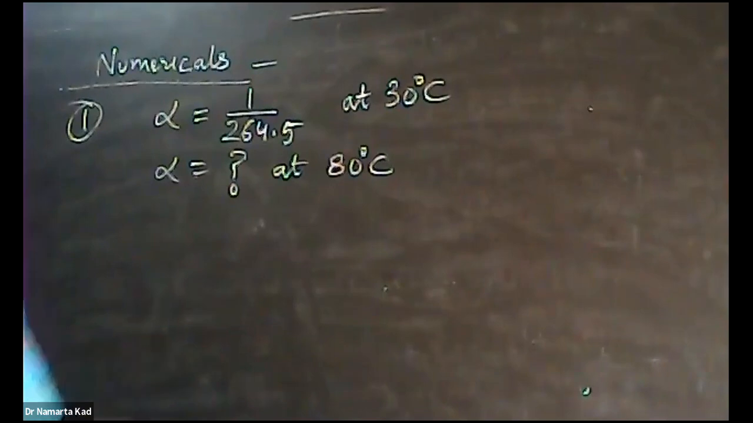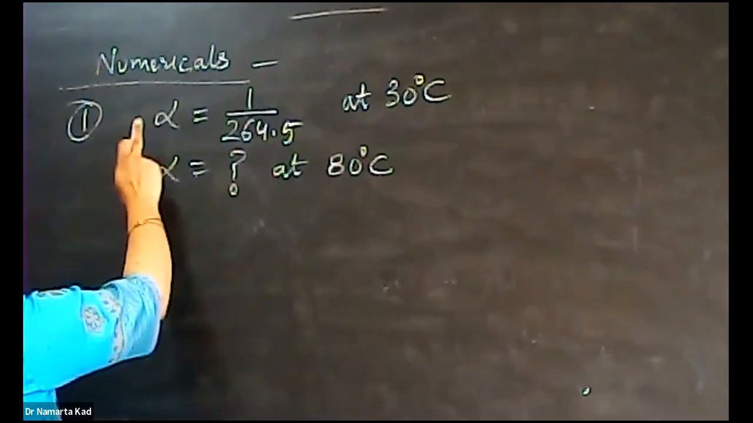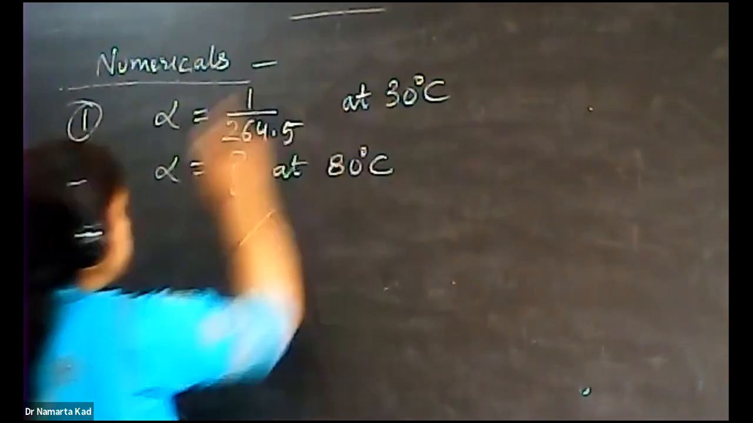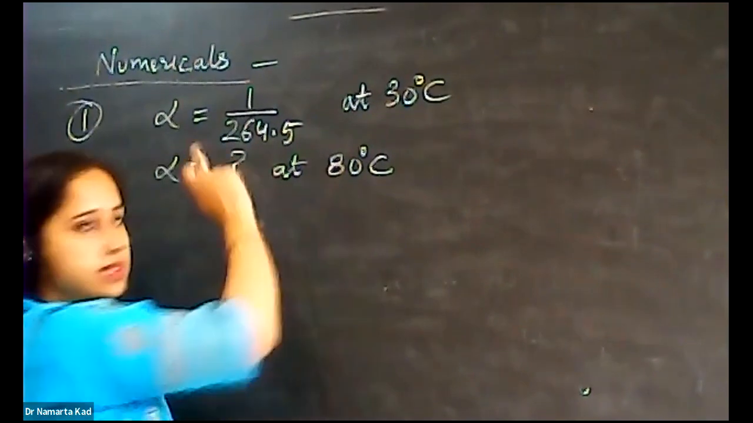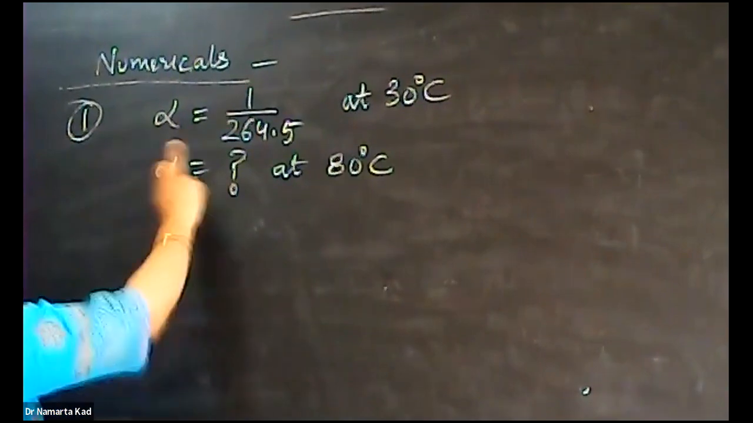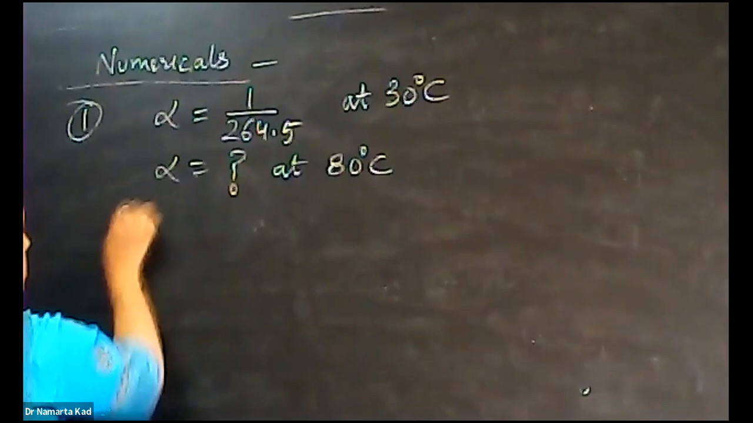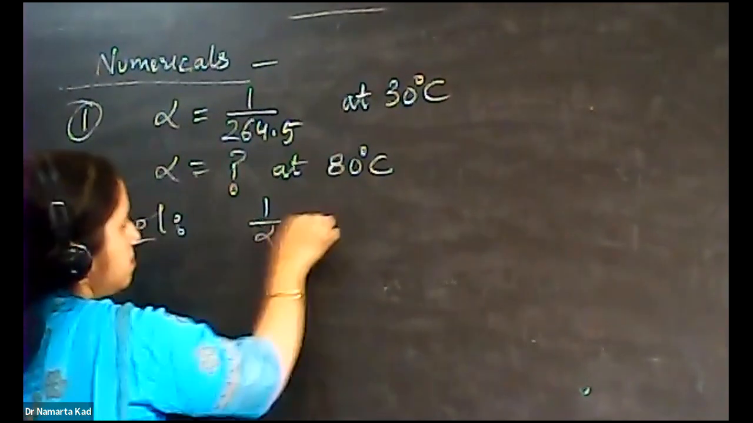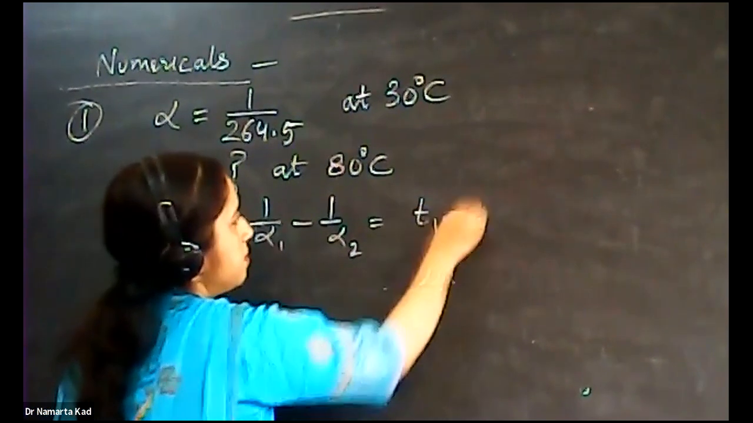Yes, so this is the first numerical for the temperature coefficient of resistance. It is given alpha is equal to 1 upon 264.5 at 30 degrees C, and you have to find out another alpha at 80 degrees C. Two different temperatures are given and one alpha is given, so for this numerical you have to apply the formula, that is 1 upon alpha 1 minus 1 upon alpha 2 is equal to T1 minus T2.